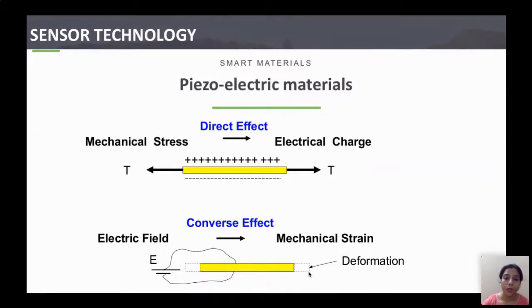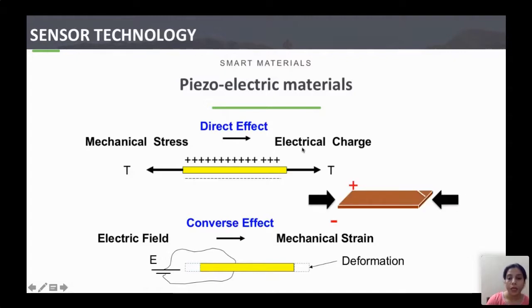First is piezoelectric materials. These are the materials which, when we apply mechanical stresses on them, will produce electrical charges like this. When you compress them, charge will be generated across these materials. And when you apply electrical charge across these materials, they will get deformed. So you see, electrical charge is applied across these materials, and they got elongated, right?